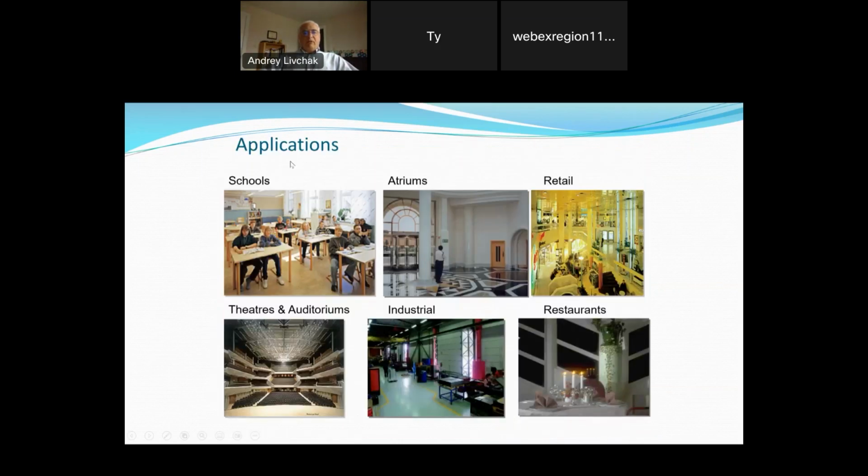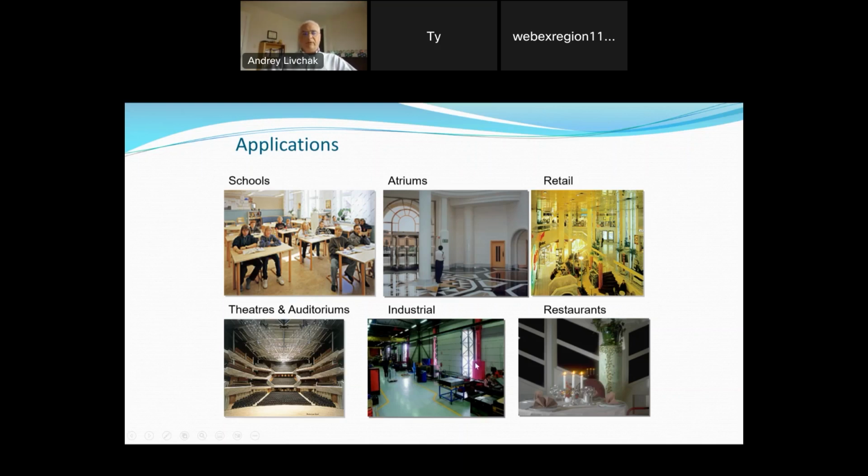Another application that I already mentioned: schools, atriums with high solar load and high ceilings. These are beneficial applications for thermal displacement ventilation. We use displacement ventilation in retail facilities, again with high ceilings. Theaters and auditoriums are where displacement ventilation shines, especially supplying air under the seats, because your ventilation rate is pretty high. You need a lot of air per person, and that's where you can also stratify heat and contaminants. We use it in industrial spaces as well.